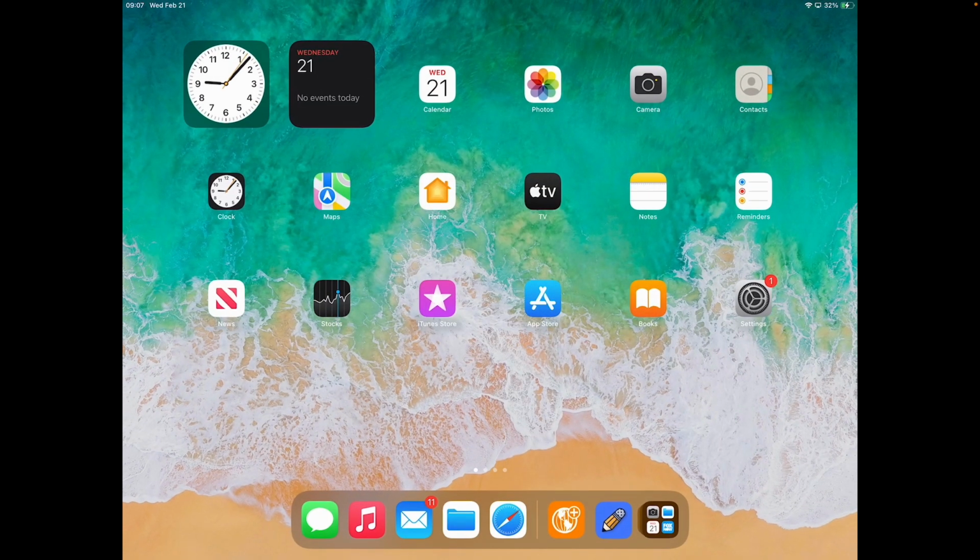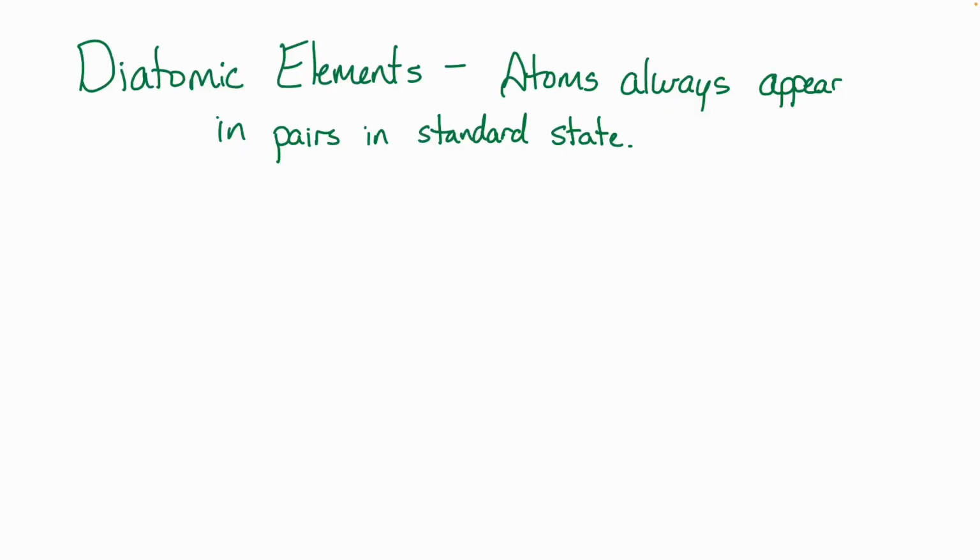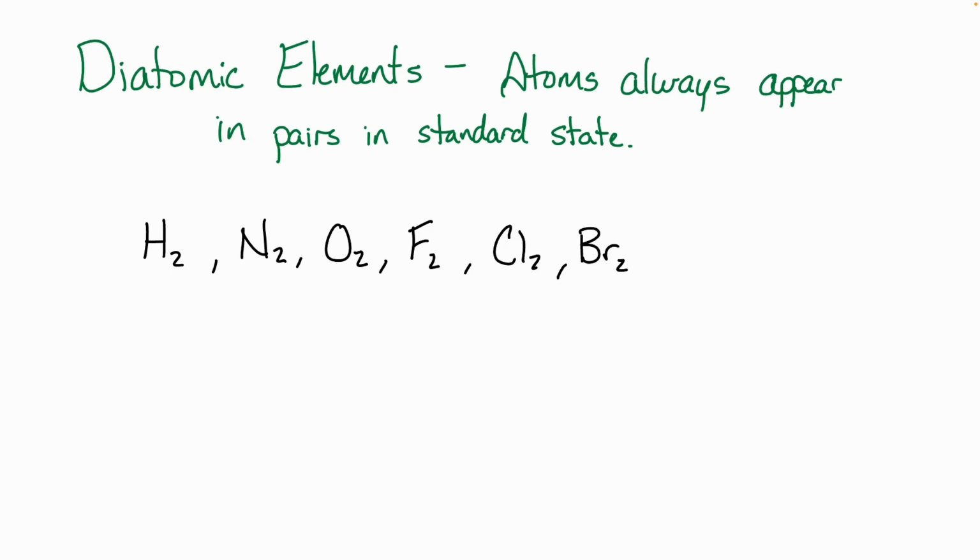So we've got a short list of our diatomic elements here. Hydrogen always appears in pairs, H2. Same thing with nitrogen, oxygen, fluorine, chlorine, bromine, and iodine. So we have this list of 7 elements that are diatomic elements. If I tell you that fluorine is involved in a reaction, you know I'm talking about F2 because it's one of those diatomic elements.